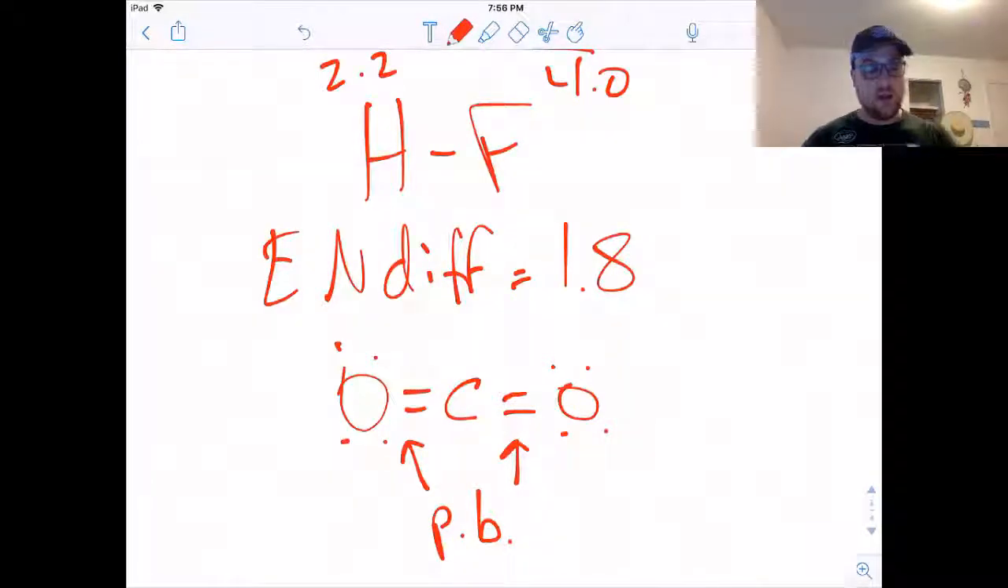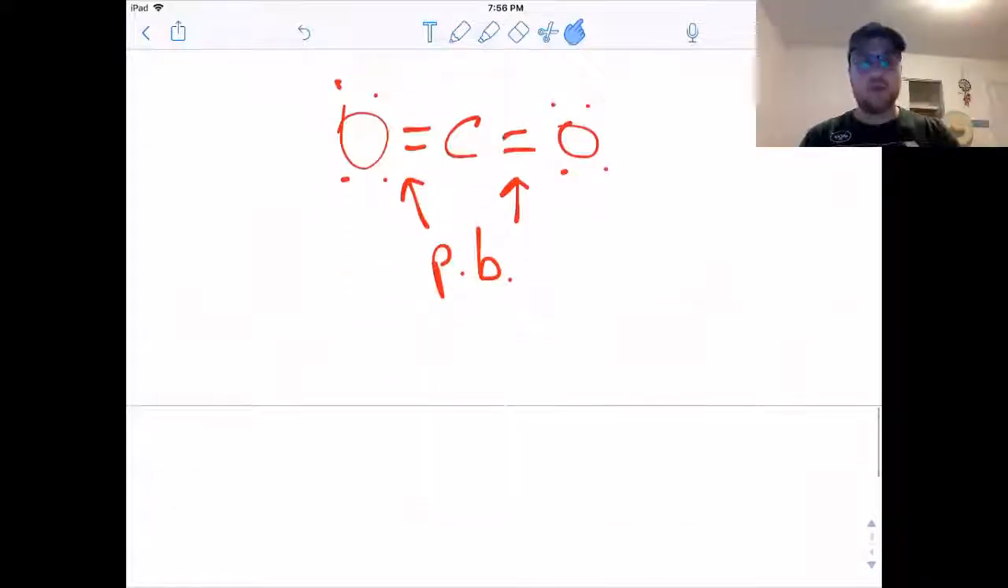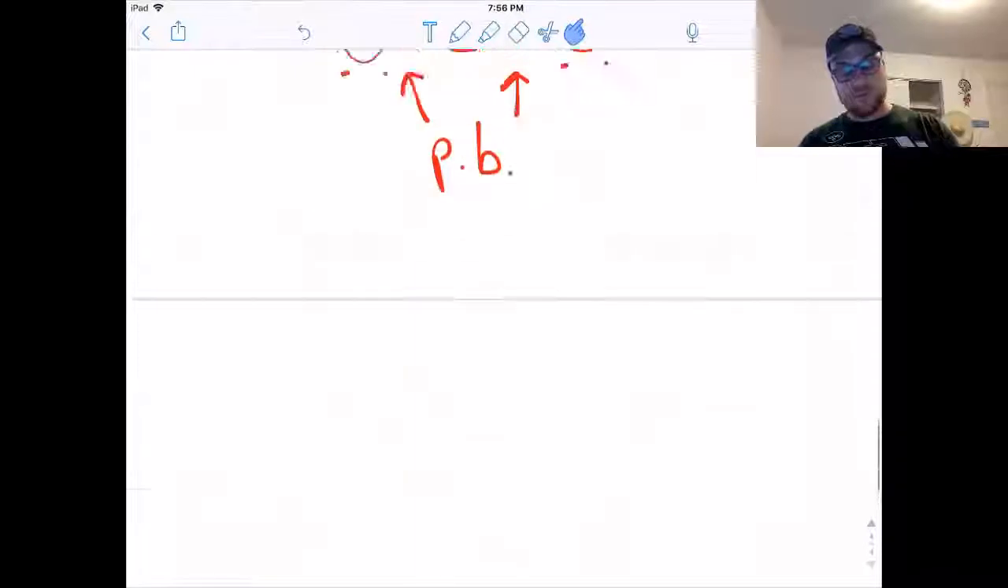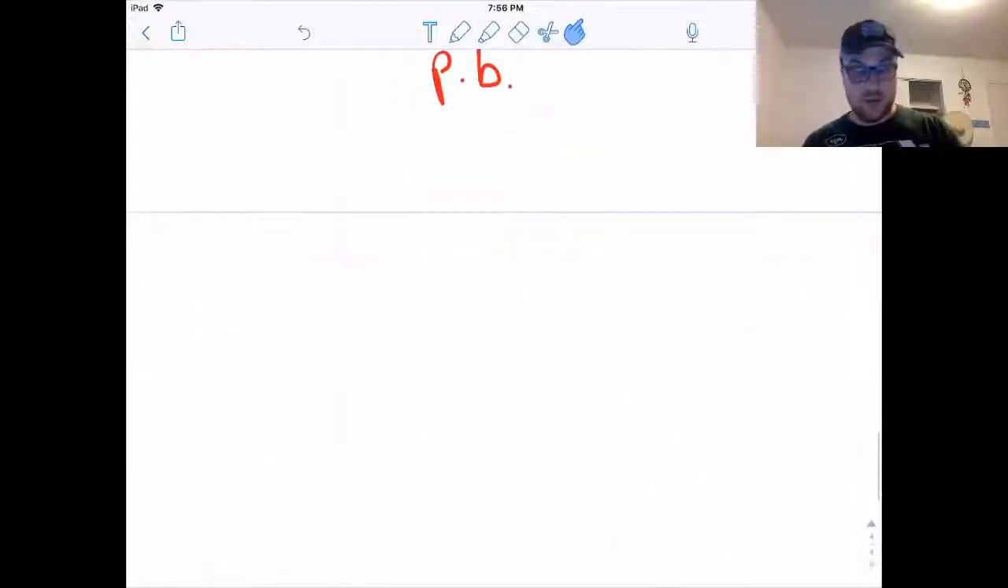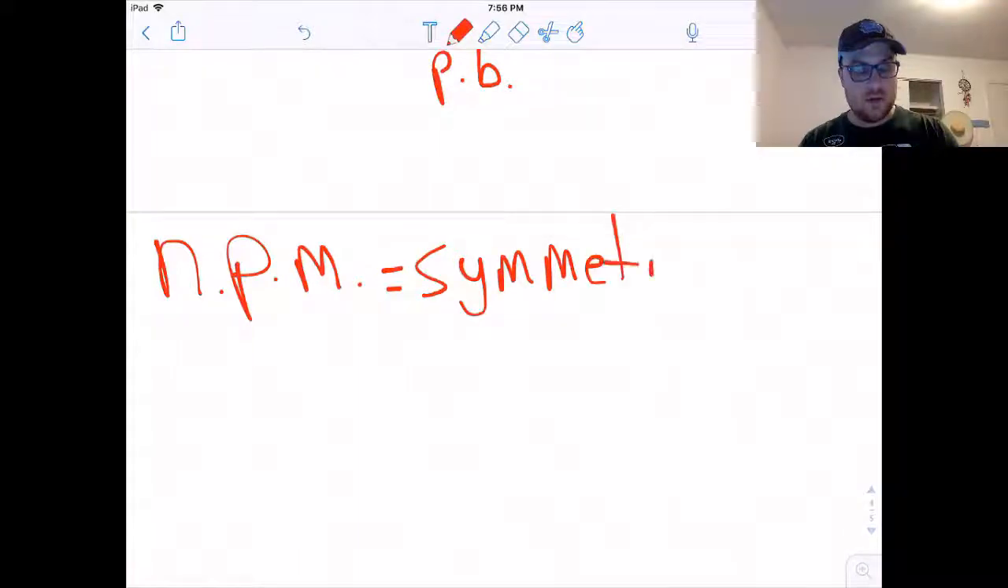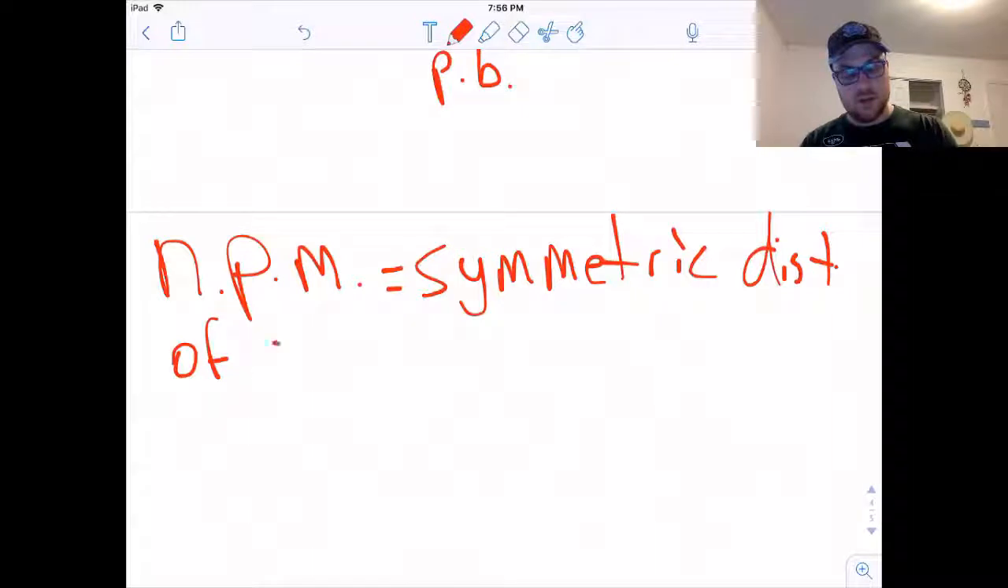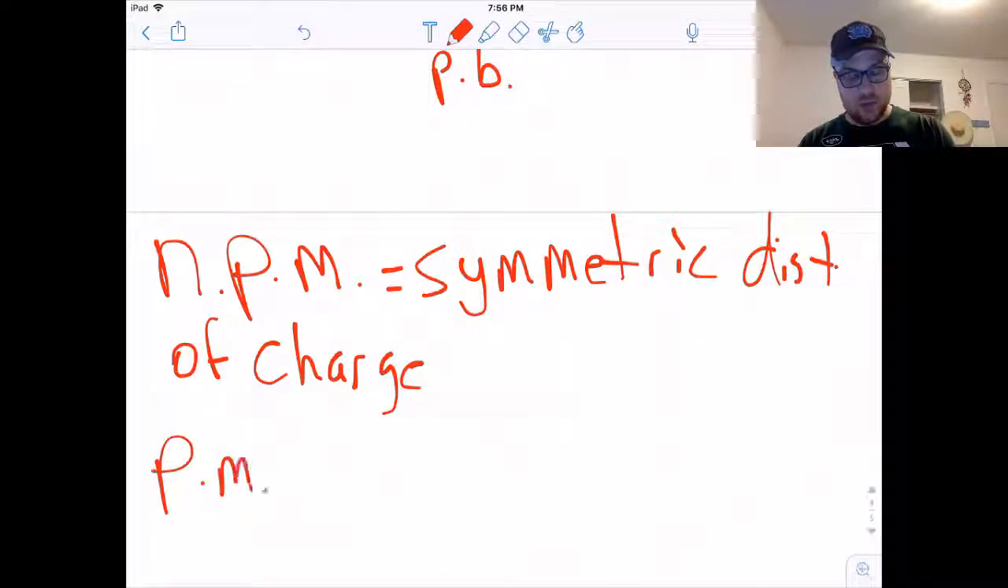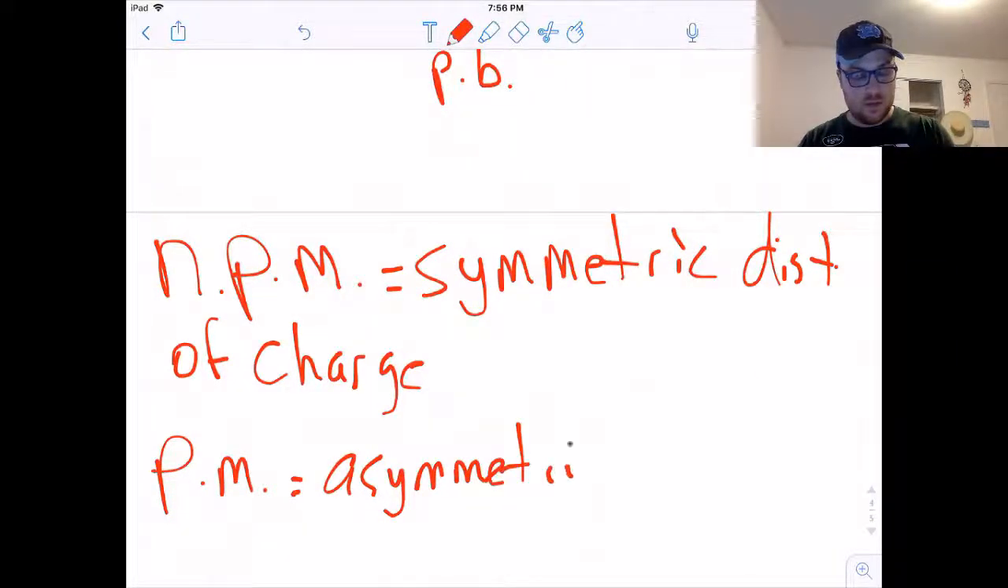However, you need to be careful when classifying nonpolar molecules. So, let's define those two things. A nonpolar molecule has a symmetric distribution of charge. A polar molecule has an asymmetric charge distribution.